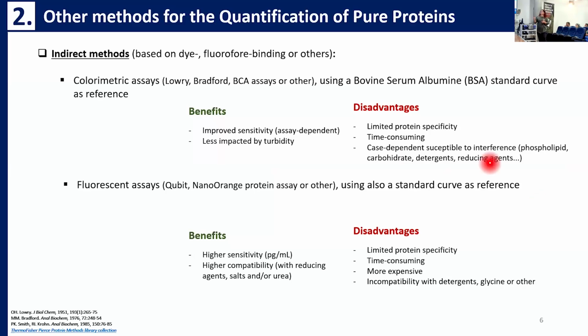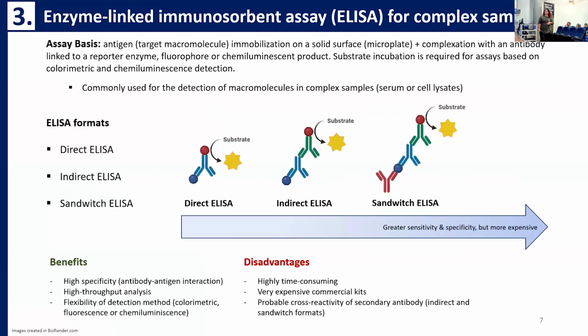These assays have been optimized in recent years into fluorescence assays that have higher sensitivity. We can achieve determination of concentrations in picograms per milliliter. However, most of them are still incompatible with detergents, and in most of our nanoparticles, we use some detergent as an excipient to stabilize the particles.